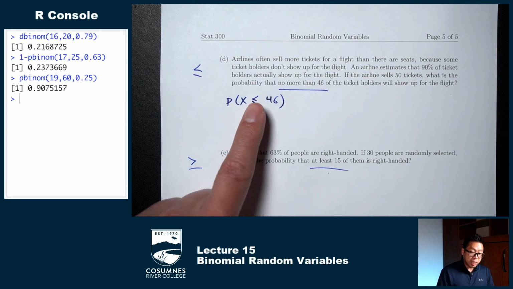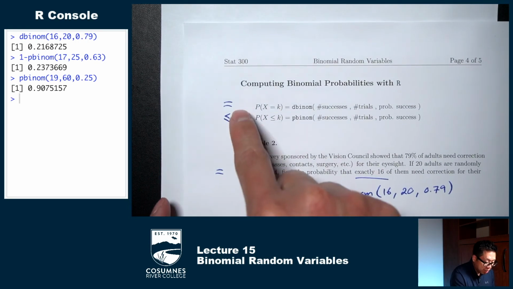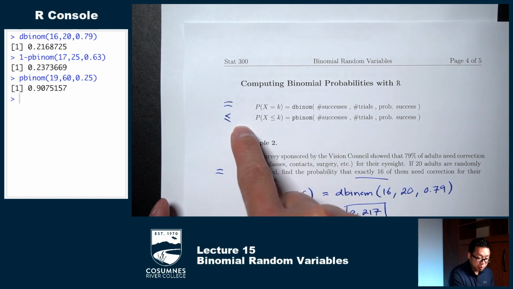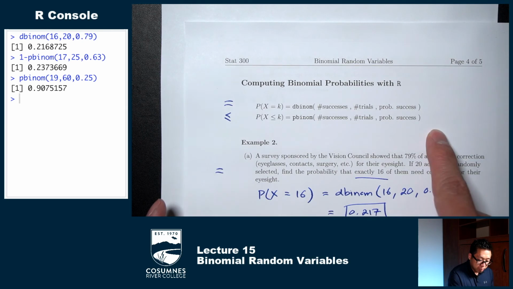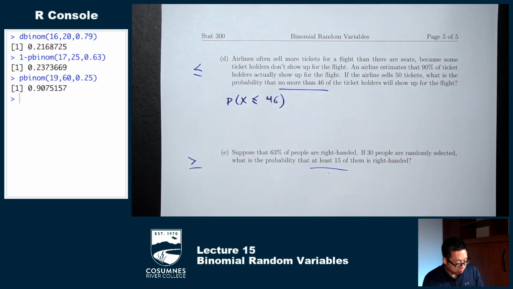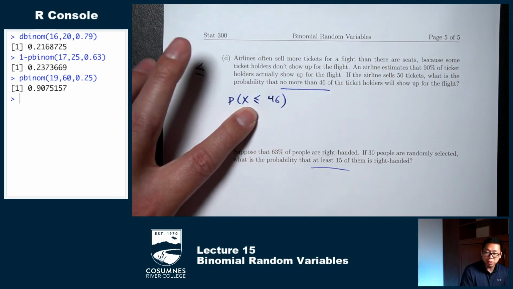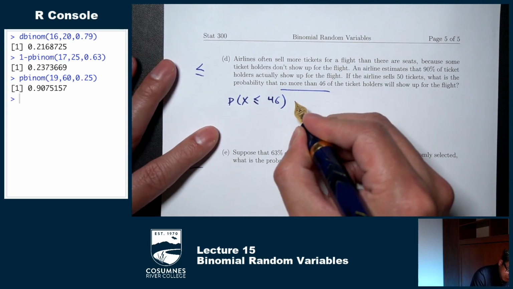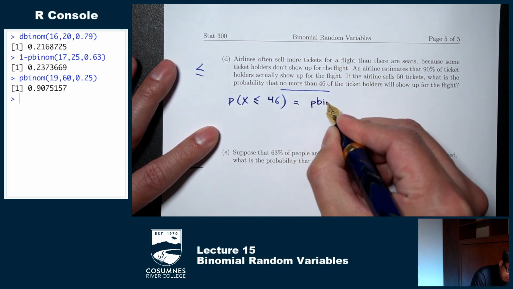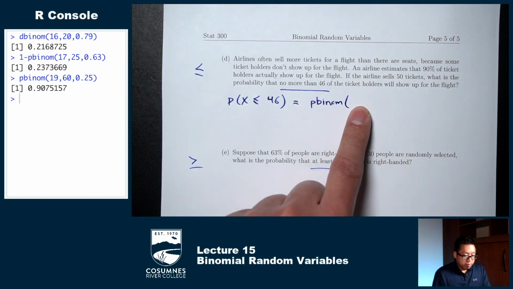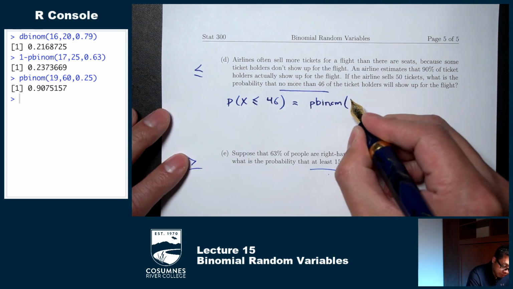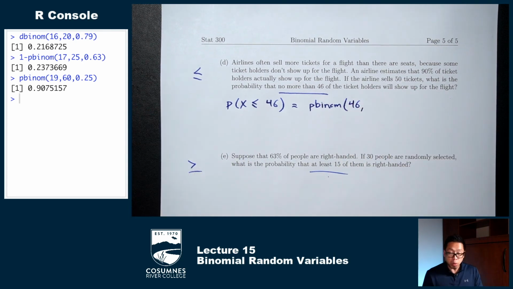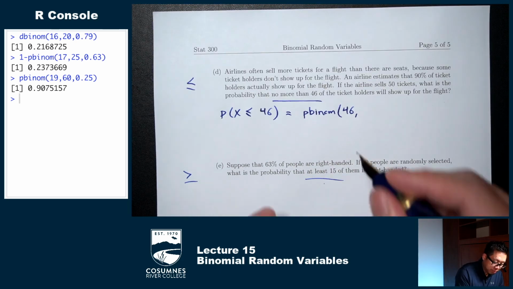Okay, notice that we're looking for a less than or equal, which is exactly one of the ones that R does directly, so we don't have to do any adjustments. Less than or equal, pbinom, and then the 3 numbers. We just have to do pbinom. Number of successes, that's the 46. Comma, number of trials. As a hint, that's always going to be the bigger number. That's 50.